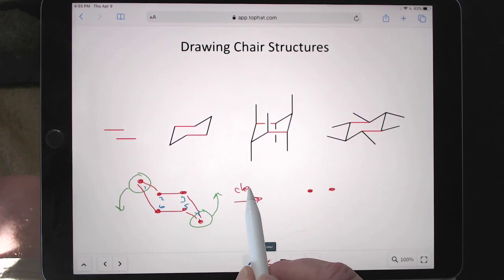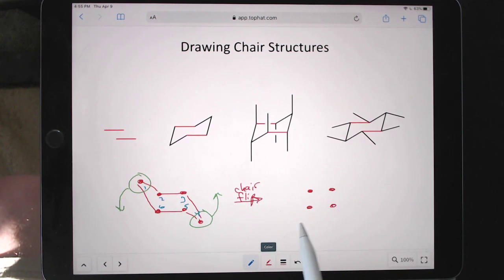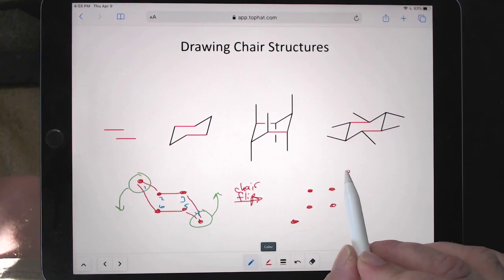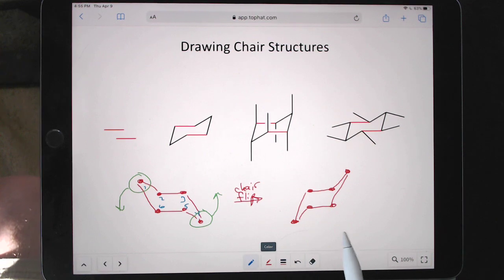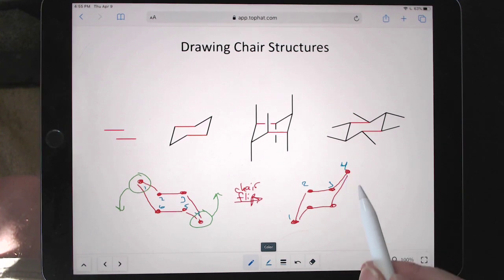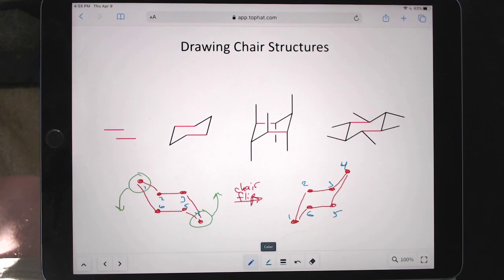So chair flip. Right? These middle ones are going to stay the same, and now this one is down here, and this one is moved up. So connect the dots. And there you go. And so 1, 2, 3, 4, 5, 6.